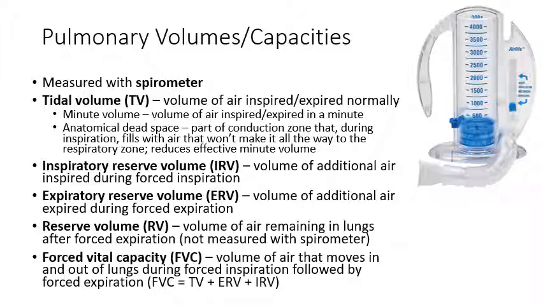Then you have the forced vital capacity, or the FVC. That is the amount of air, or the volume of air, that moves in and out of the lungs when you do a forced inspiration and then a forced expiration. So if you breathed in normally, that's your tidal volume. If you do a forced inspiration and breathe in as much as you can, first you do the tidal volume, then you get your extra volume coming in, that's your IRV. And then if you breathe out for a forced expiration, then you get the ERV too. So the FVC is the TV, the ERV, and the IRV added together.